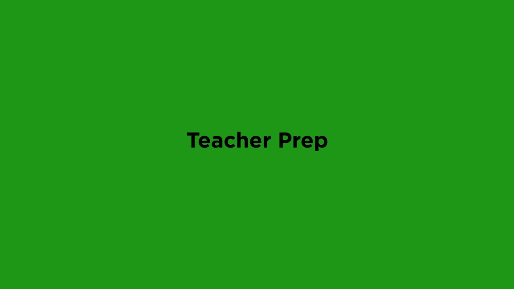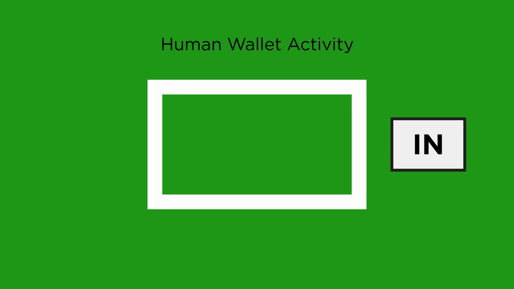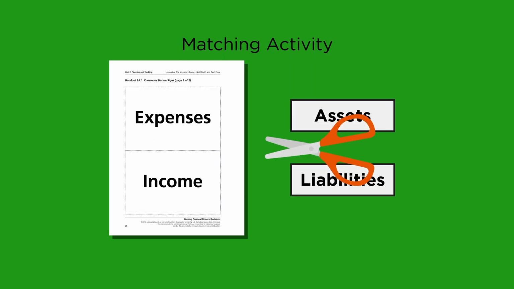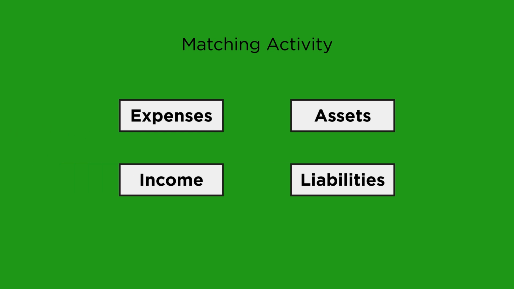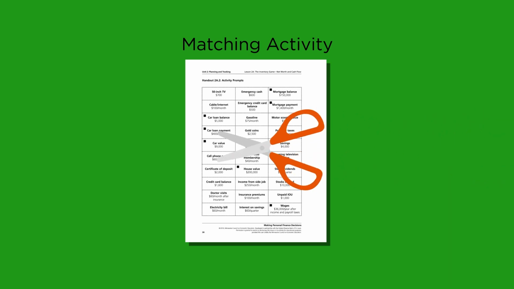Teacher prep. You can set both activities up beforehand or before each activity begins. For the human wallet activity, use masking tape to mark off an area of the classroom large enough to hold 1/3 to 1/2 of the students in the class. Mark an entrance on one side of this area with an in sign, and an exit on the opposite side with an out sign. For the matching activity, cut out the 4 signs, expenses, income, assets, and liabilities, and tape them in the 4 corners of the room. Cut out the prompts. We recommend placing the ones with the black squares at the top of the stack.